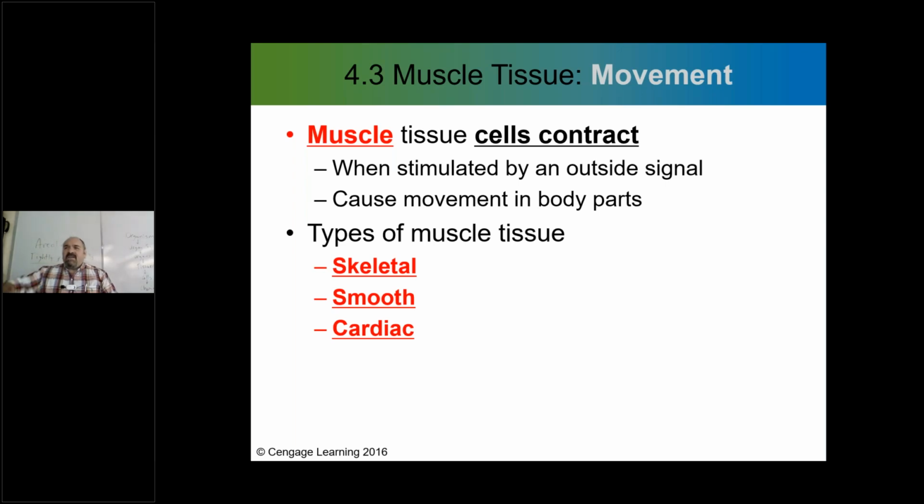How about this? You ever get goosebumps, where your hair stands on end? Can you make it do that? No, you can't. It's not voluntary. If it's not voluntary, what is it? Involuntary.